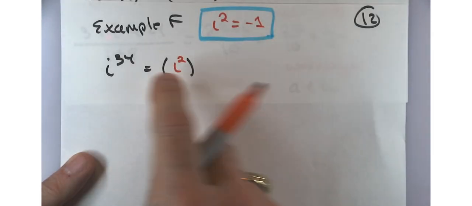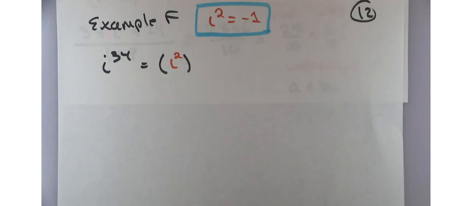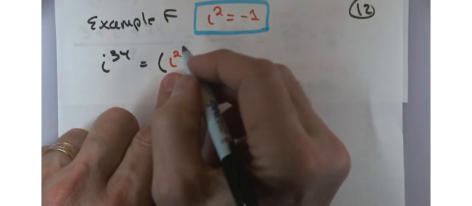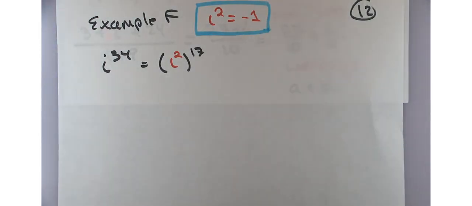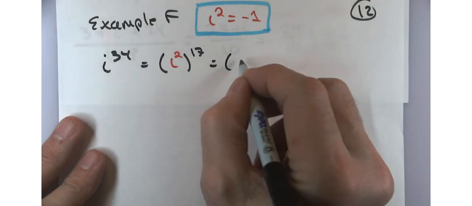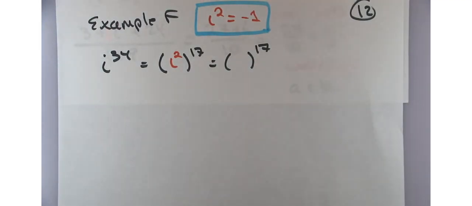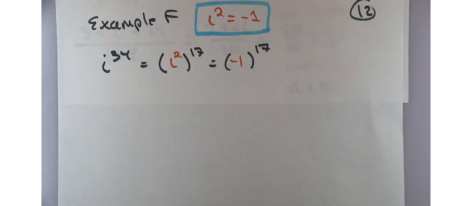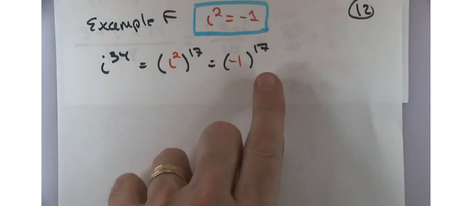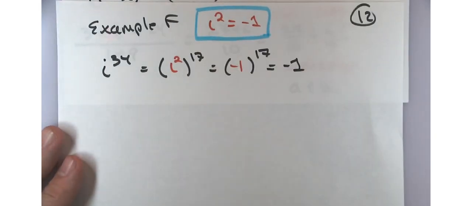But if I want this and this to be equal, what exponent am I going to put on the outside of this? 17. That's all I needed. Thank you. 17. Good job. So i squared becomes negative 1. And I hope that you don't have to take out your calculator to do negative 1 to the 17th power. You've got an odd number of terms here, so that's just going to be negative 1.